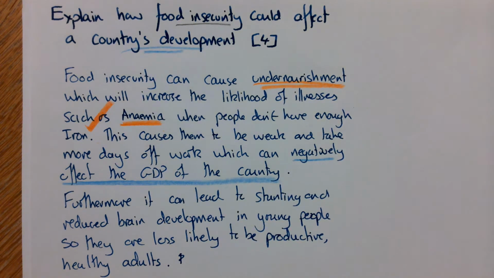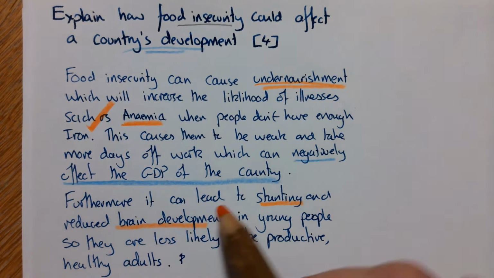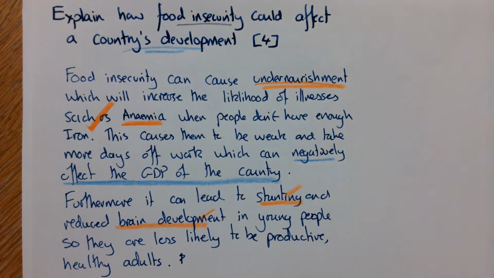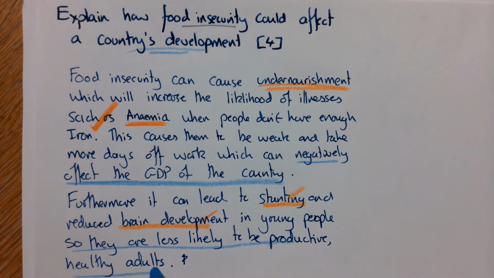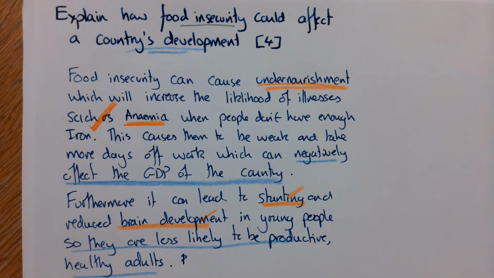For my second point, I've said furthermore, that wonderful connective, it can lead to stunting and reduced brain development. Loving this use of technical understanding and words in young people, so they are less likely to be productive and healthy adults. Here's my explanation: less likely to be productive and healthy adults. Writing something like that will get you 4 marks.